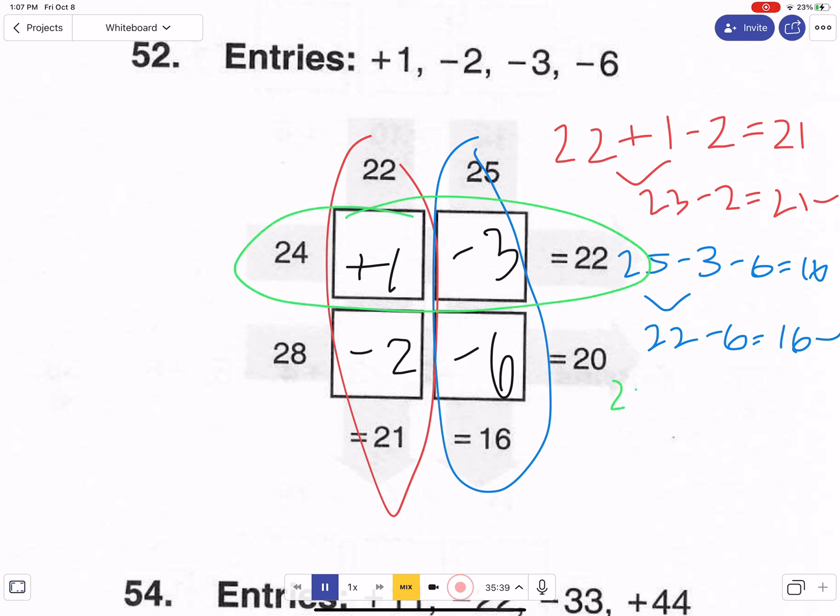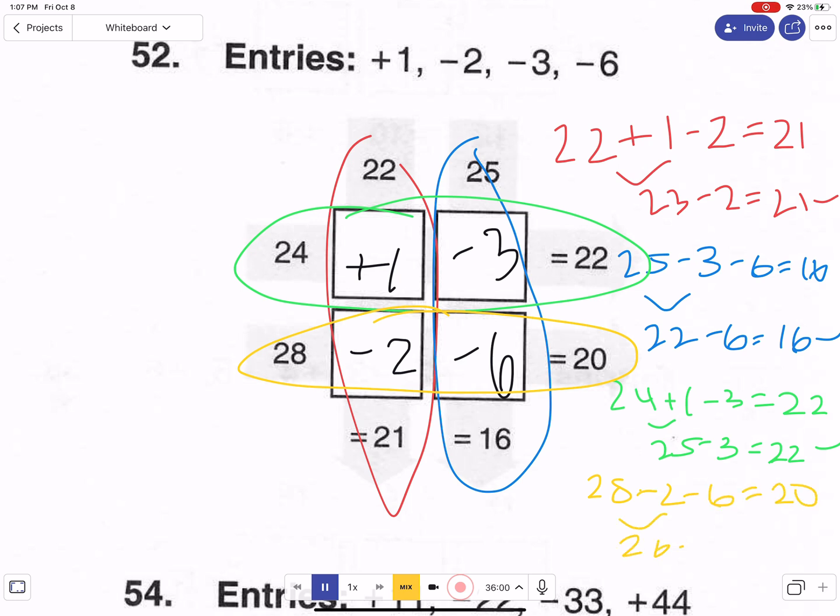Let's do this one. 24 plus 1. Whoops. That didn't look like a 1. Equals 22. It's 25 minus 3, 22. That's correct. And then our last row, 28 minus 2 minus 6 equals 20. 26 minus 6 equals 20. So that's right.